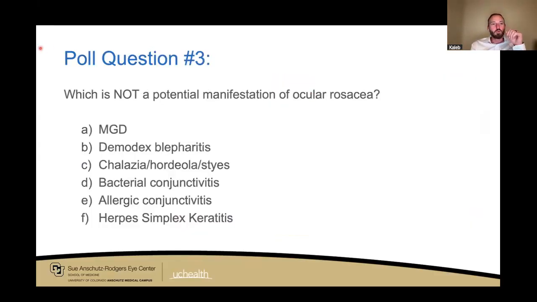So, poll question number 3. So we talked about lots of different manifestations that can happen with ocular rosacea, lots of downstream effects that can happen. Which of these is not a potential manifestation of ocular rosacea? So we have meibomian gland dysfunction, Demodex blepharitis, chalazia, hordeola, styes, bacterial conjunctivitis, allergic conjunctivitis, or herpes simplex keratitis.